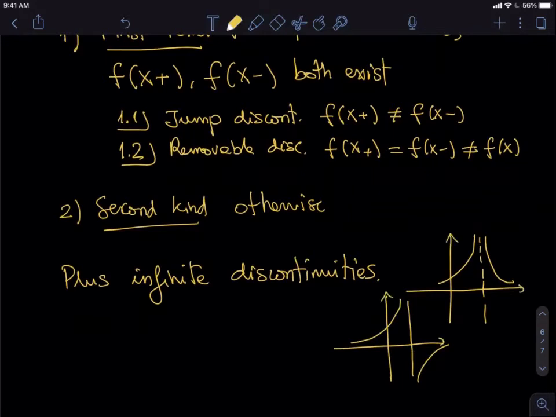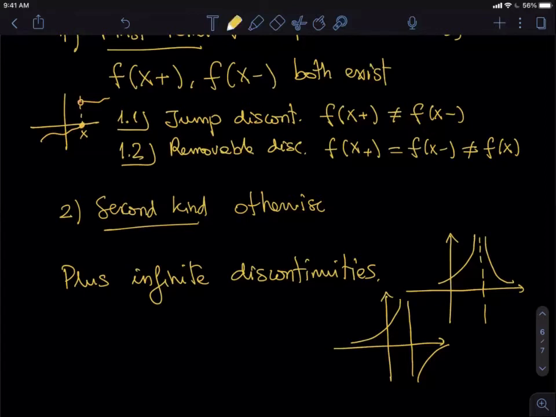What I mean by a jump discontinuity, well, it's obvious, it's self-explanatory, right? It has a jump. Okay, but we see that actually the limit from either side exists.